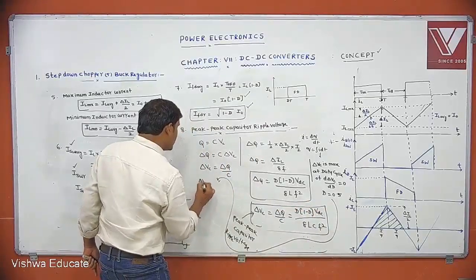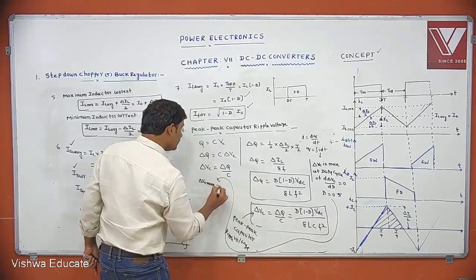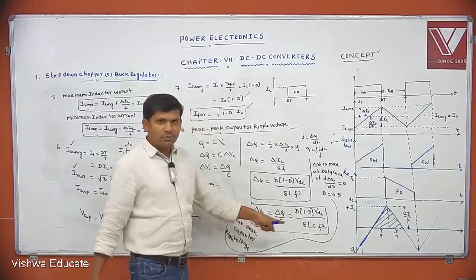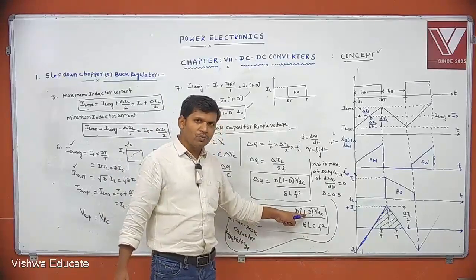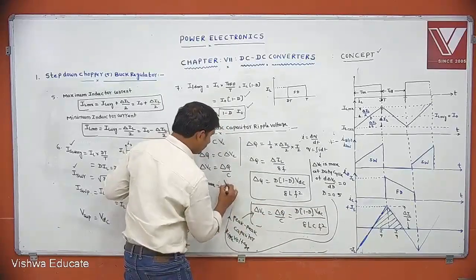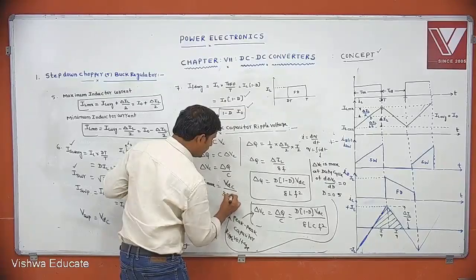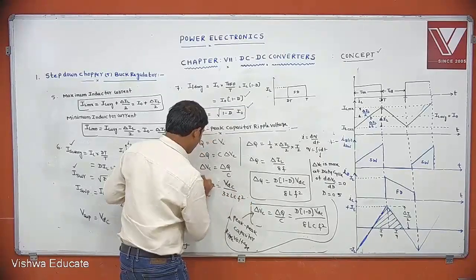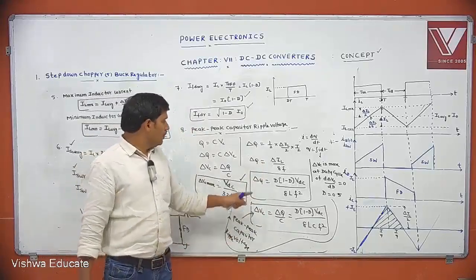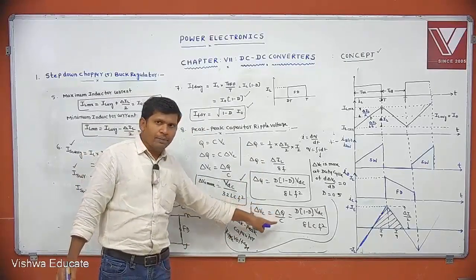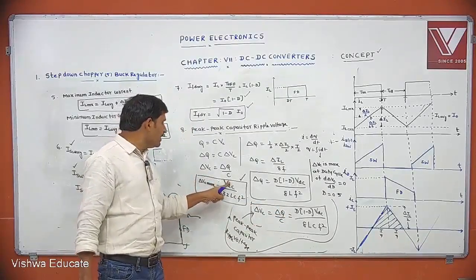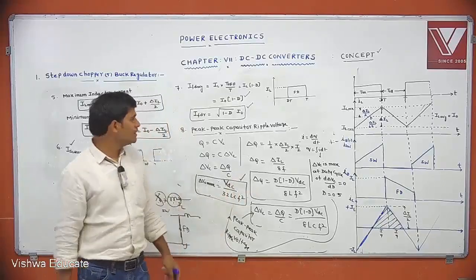Then what is the delta VC max? Substitute D equal to 0.5 here. 0.5 into 0.5 is 0.25, written as 1 by 4. So 1 by 4 VDC by 8 LC F square, that is VDC by 32 LC F square. This is the maximum value of the peak to peak capacitor ripple voltage. This is the 8th parameter.